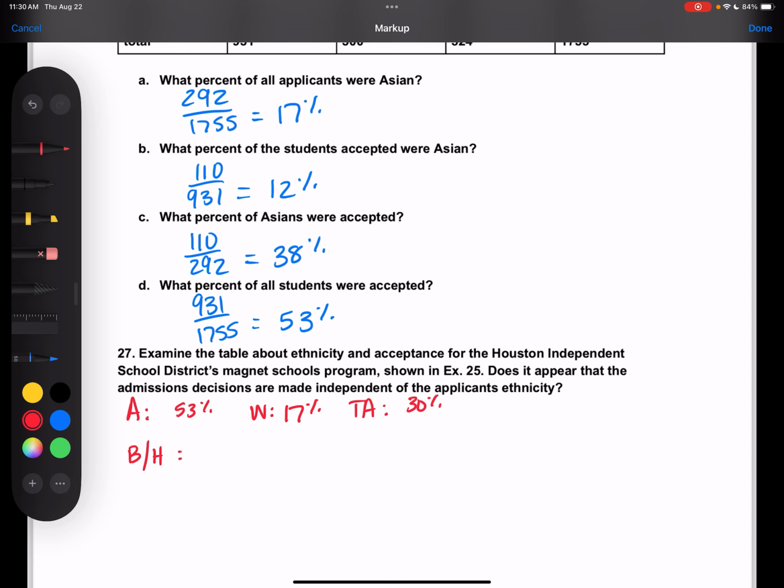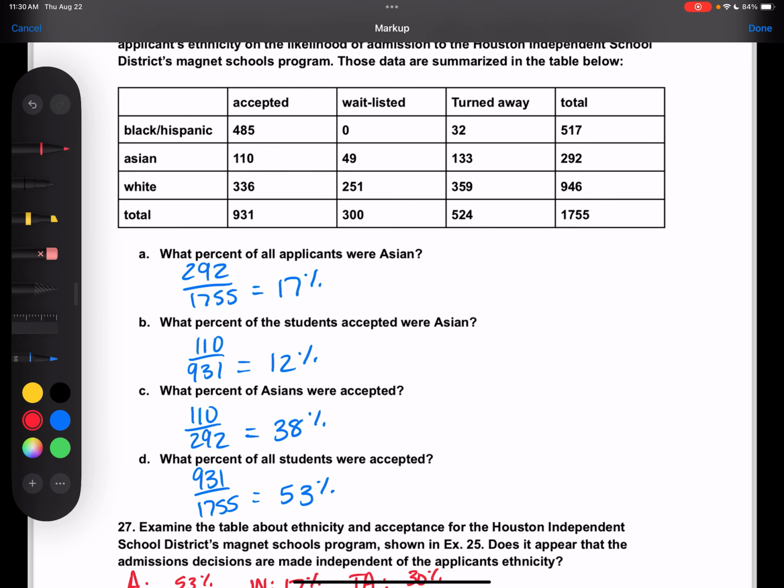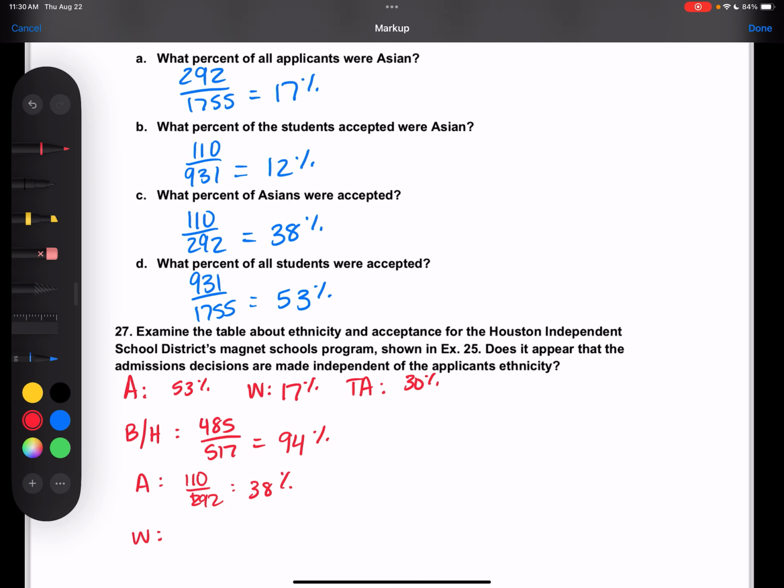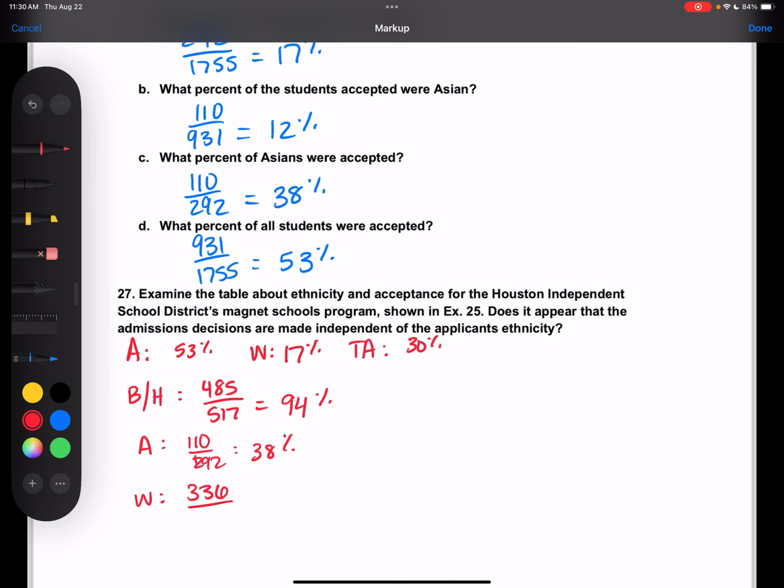For Black or Hispanic, it was 485 out of 517, which was 94%. Asian, we already had that from Part C, but that was 110 out of 292, which was 38%. And then for white was 336 out of 946. And that gives me 36%.